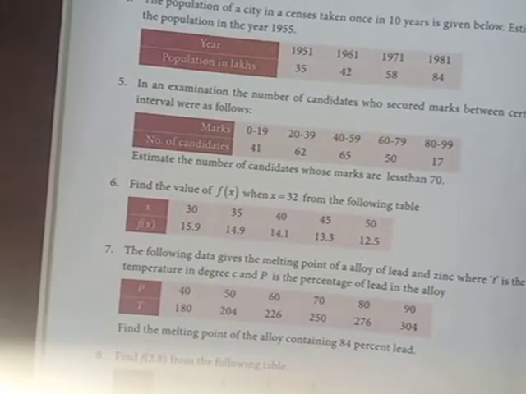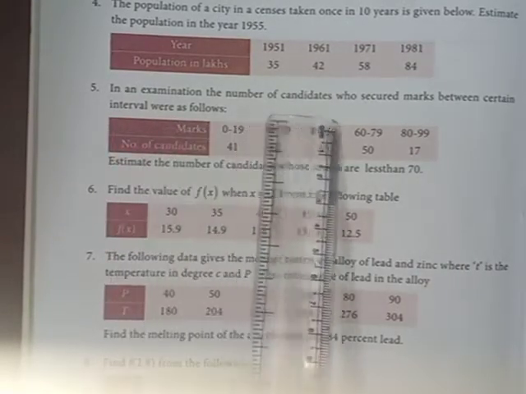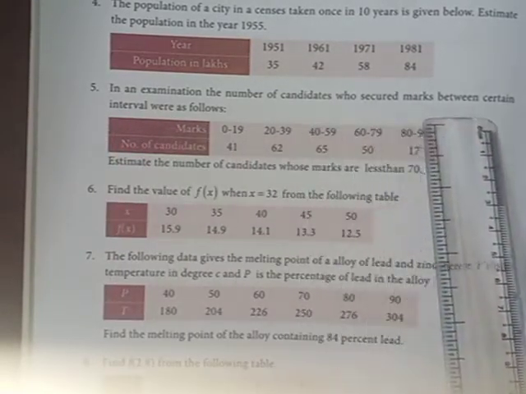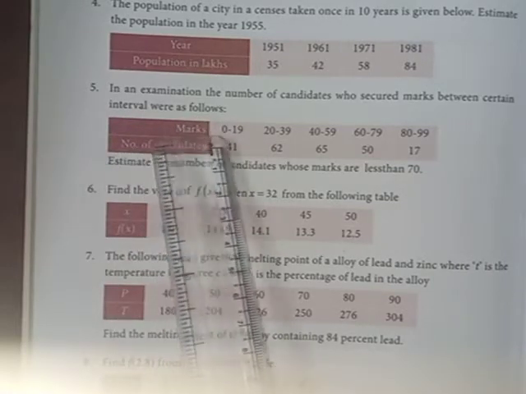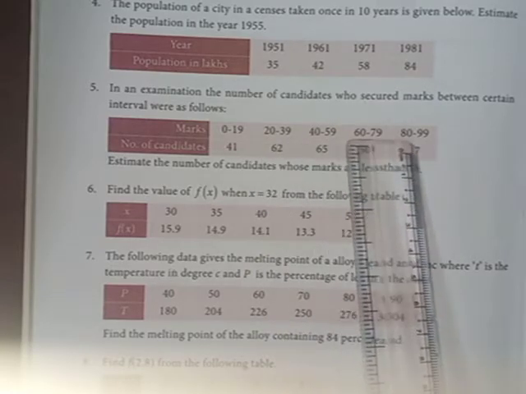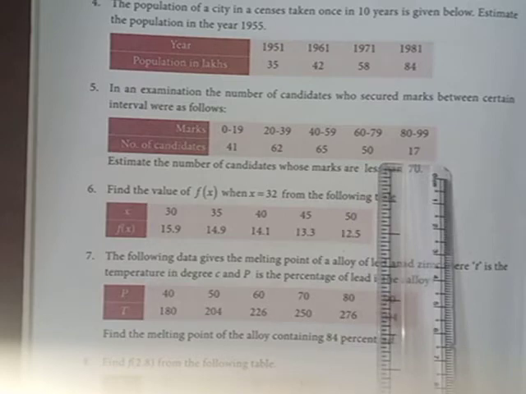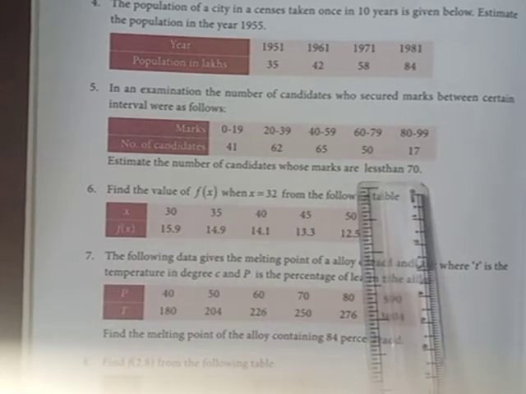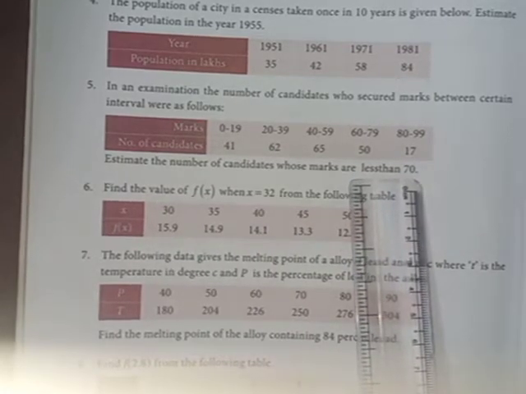Now problem number 5. In an examination, the number of candidates who scored marks between certain intervals were as follows. Marks from 0 to 19, 20 to 39, 40 to 59, 60 to 79 and 80 to 99, and the number of candidates is also given. Estimate the number of candidates whose marks are less than 70. That is the question. Less than 70. Okay.